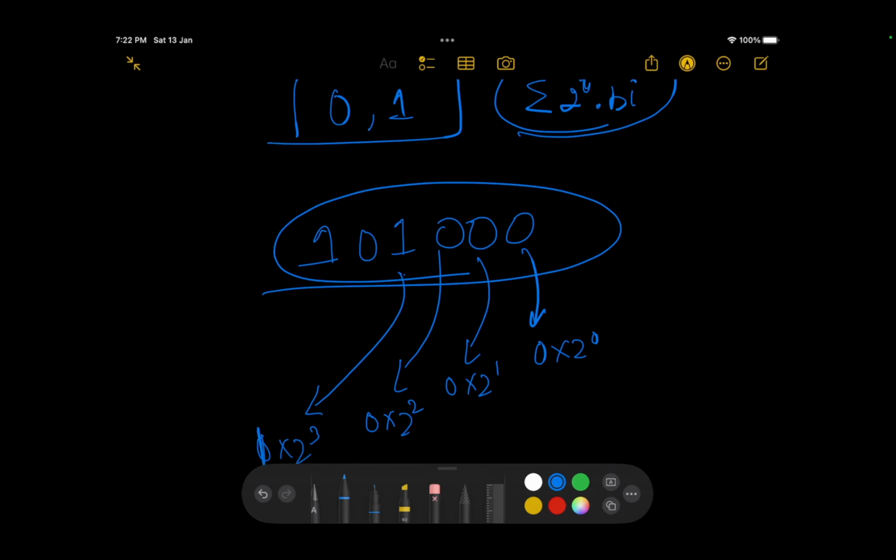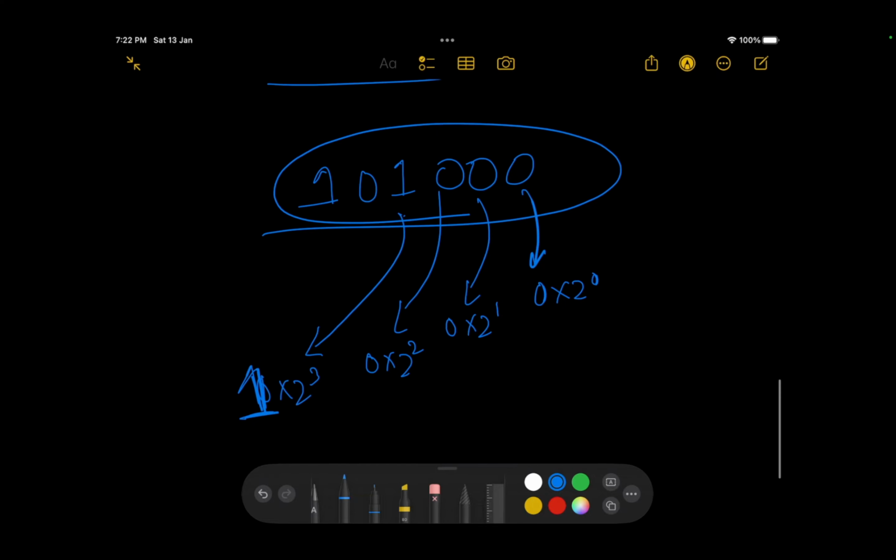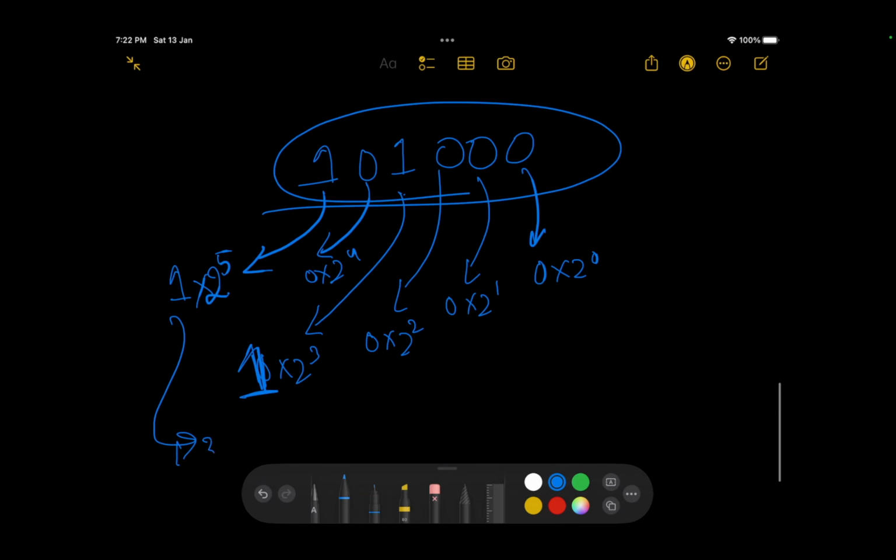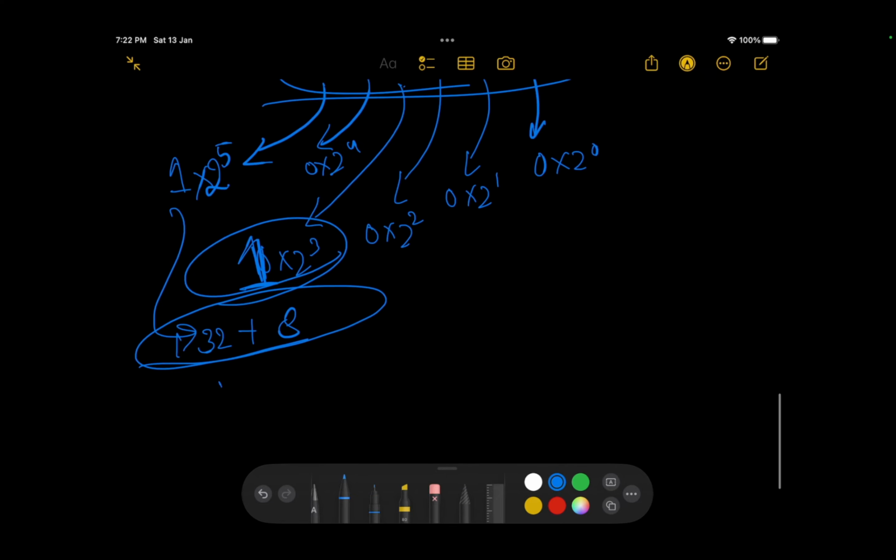Sorry, it's 1 into 2 to the power 3. Okay, then a 0 into 2 to the power 4, and then a 1 into 2 to the power 5. Cool. So this becomes 32, plus this becomes 8. Rest of all the values are 0. So you can say it's 40. So that's how you perceive numbers written in the binary representation.